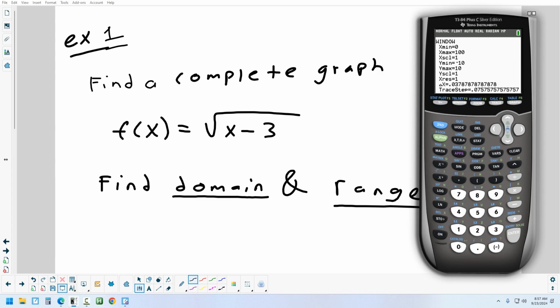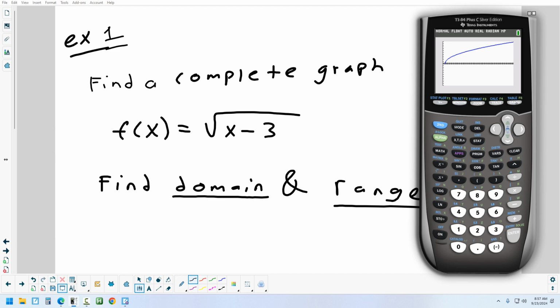Let's hit graph. So there's my square root function. A square root always looks like a sideways parabola. That's what it looks like. So it's a parabola, just half of it on its side.